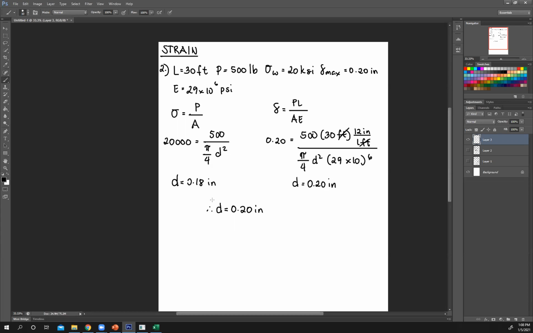That's why. So again, check: if I use this value, will the other one fail, or will it not conform to the allowable? Would it exceed the allowable? If we use 0.18 here, yes, elongation will exceed 0.20. So it's not allowed. Therefore, this one. So it should be. Okay? Okay, guys, you understand? Yes or no?